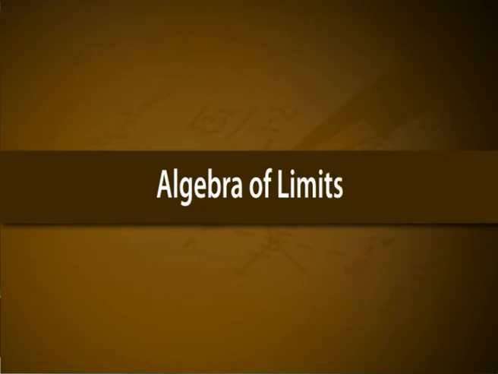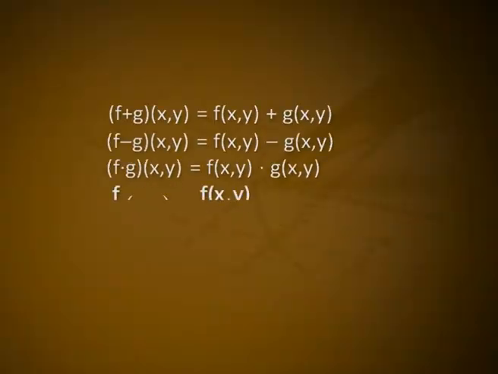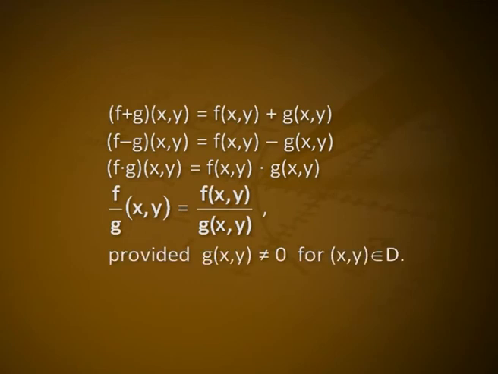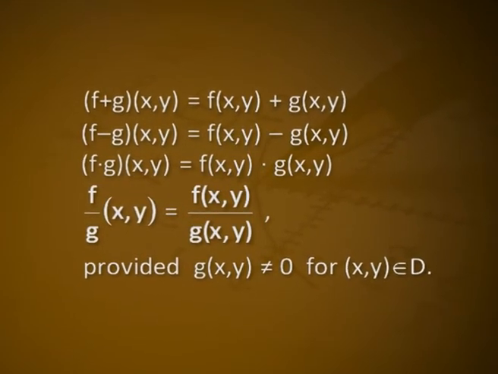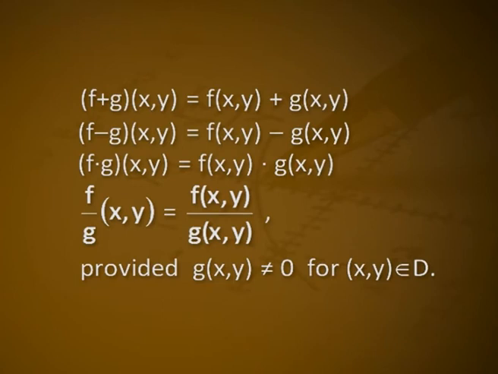Algebra of limits. The sum, difference, product and quotient of two functions f(x,y) and g(x,y) with the common domain D are defined as follows. (f plus g)(x,y) equal to f(x,y) plus g(x,y). (f minus g)(x,y) equal to f(x,y) minus g(x,y). (f times g)(x,y) equal to f(x,y) times g(x,y). (f by g)(x,y) equal to f(x,y) by g(x,y), provided g(x,y) not equal to 0 for (x,y) belongs to D.